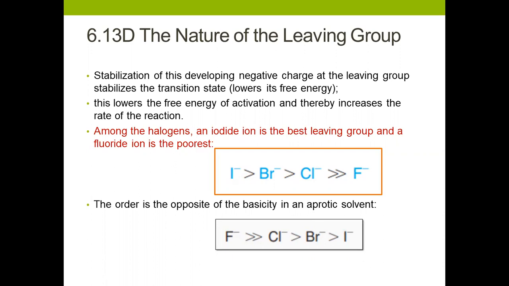So when we're dealing with DMSO or DMF, when you are using that kind of solvent, the basicity is different. The order of the stability of the leaving group is different. So fluoride is a good leaving group as compared to chloride, as compared to bromide, as compared to iodide.